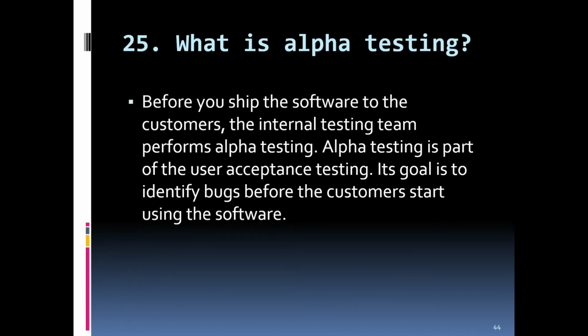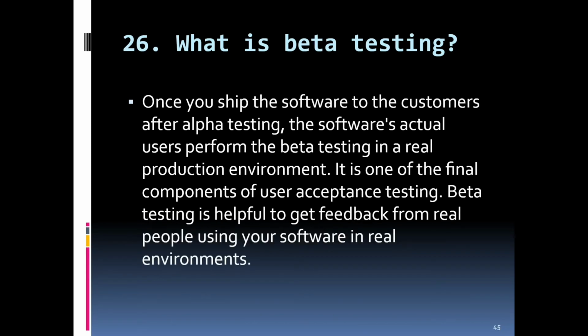Before you ship the software to the customer, the internal testing team performs alpha testing. Alpha testing is a part of user acceptance testing. Its goal is to identify bugs before the customer starts using the software. Then, what is beta testing? Once you ship the software to the customer after alpha testing, the customer actually performs the beta testing in a real production environment. It's one of the final components of user acceptance testing.